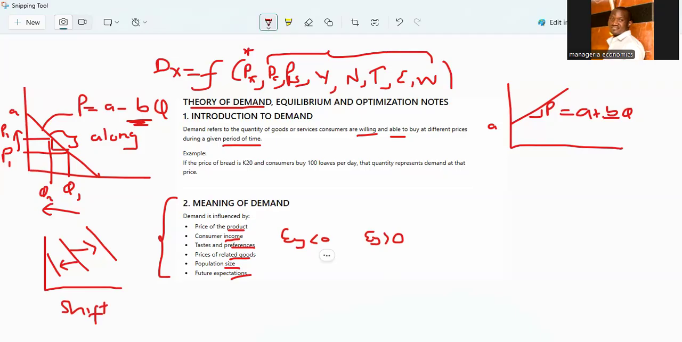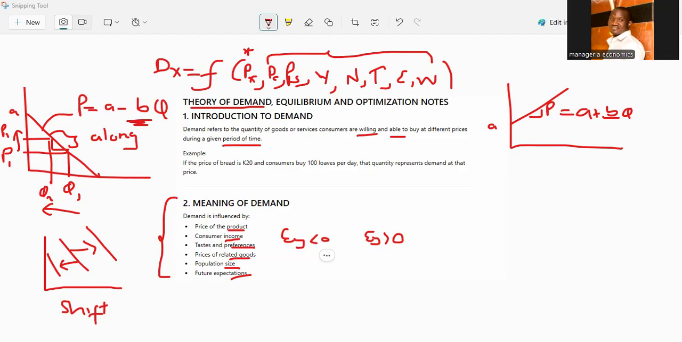What are some of the factors that affect supply? Okay, so supply simply means what? That the quantity of goods and services that the producers are willing and able to offer at different prices in a given period in time. So supply also has a law which states that as the price increases, the quantity supplied will also increase, and as the price decreases, the quantity supplied also decreases, holding all things constant. That term in economics we call ceteris paribus.